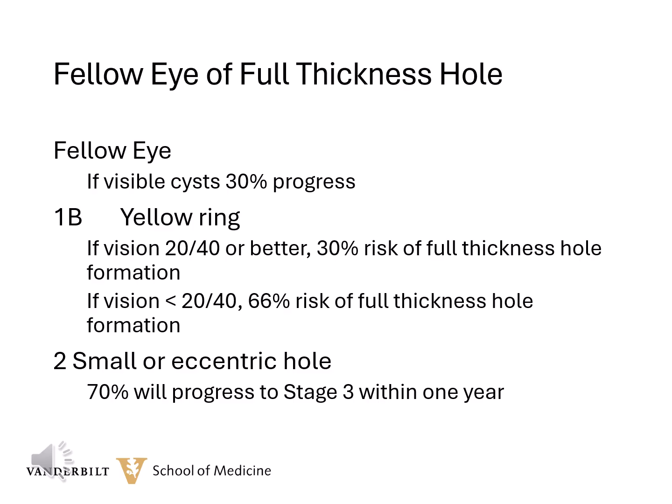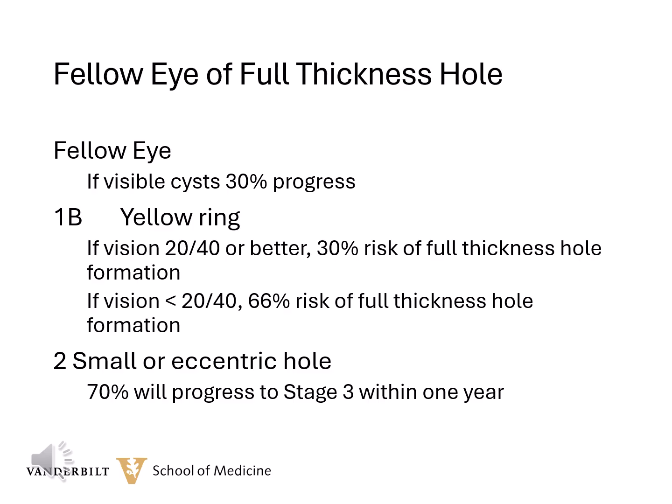When you examine and diagnose a patient with a full-thickness macular hole in one eye, the question that they have either verbally asked or in the back of their mind is, well, what about the other eye? Pre-OCT data relied on the clinical examination. If clinically foveal cysts were present, then 30% of these patients would develop a macular hole in that second eye.